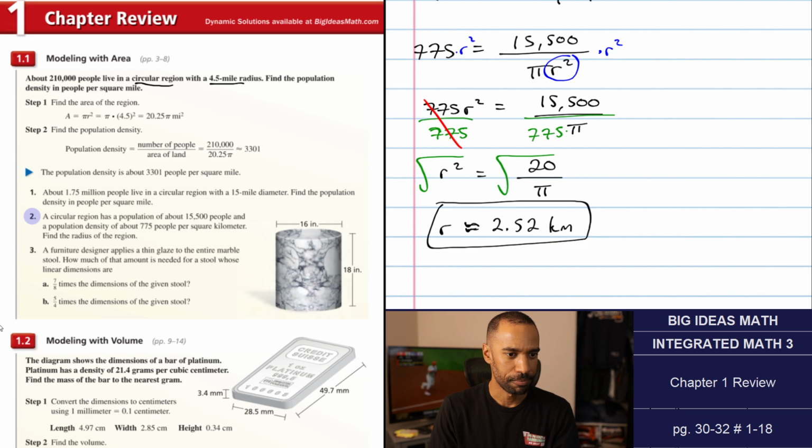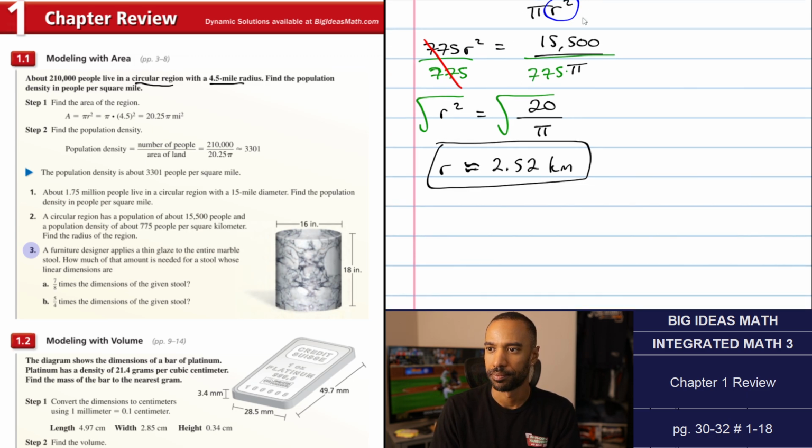Let's go to number 3. A furniture designer applies a thin glaze to the entire marble stool.